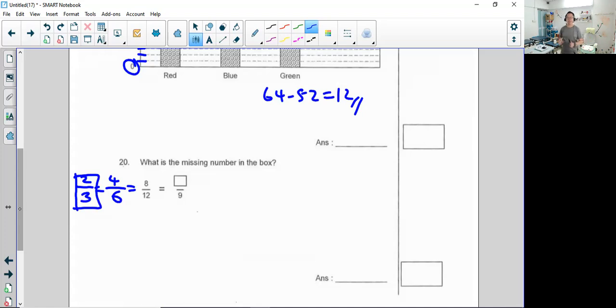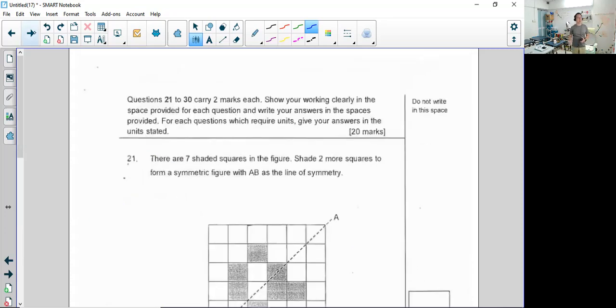So you always have the simplest form, right? Start with the simplest form and use that to get your missing number, which is 3 times 3 and then 2 times 3. So your missing number is 6, right? 6 over 9. Okay, got it? All right, question 21. So let's go to the 2 mark questions already. So there are 7 shaded squares in the figure.